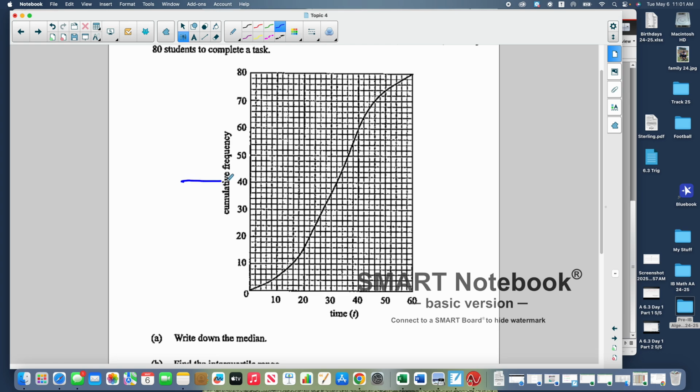You go to 40. You go halfway. The median's halfway. It's the middle number, so I would take 40. I'd run it across, and I'd run it down. I got to check my scale to make sure I understand what the scale is. Those are counting by 2, so that'd be 32 would be my median.